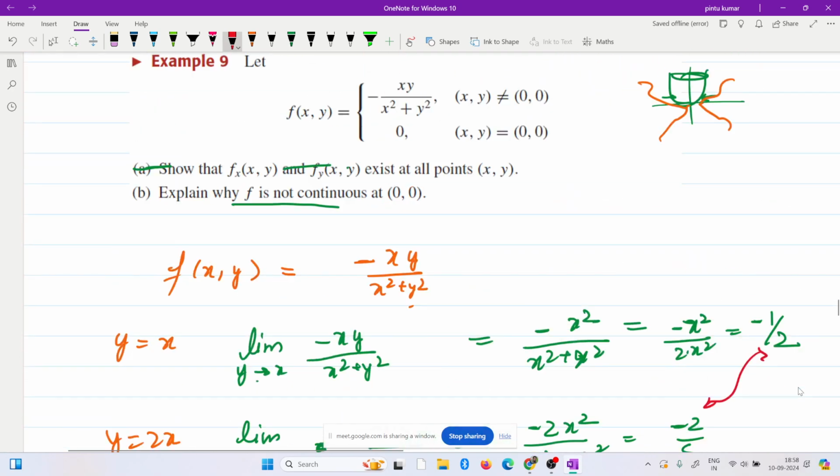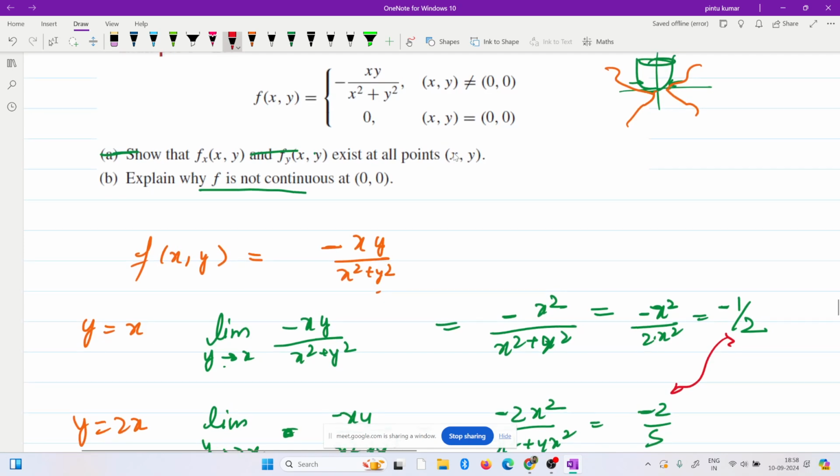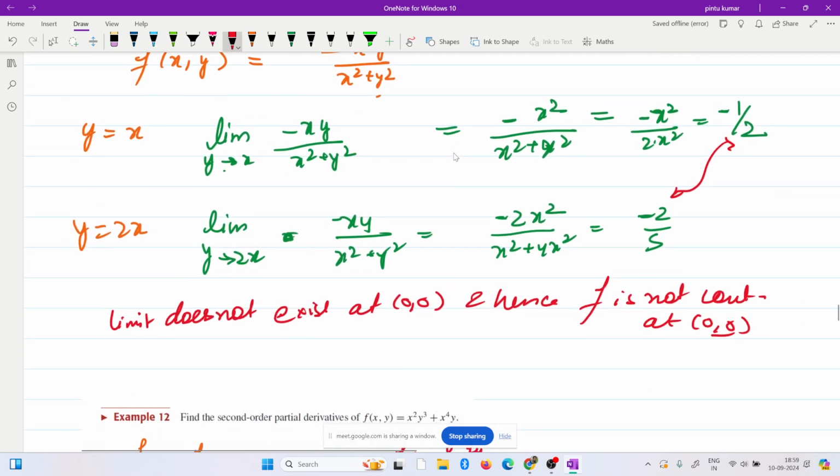Okay. So if somebody gives you some function like this in 2 dimensions or 3 dimensions and asks you to check whether it is continuous or discontinuous, generally they will ask you to prove it is discontinuous. Then you can come up with two different paths for which the limits that you get are different, and you would be able to prove that it is discontinuous.